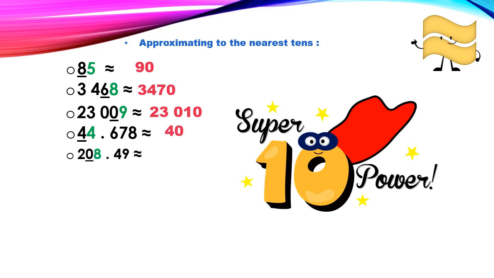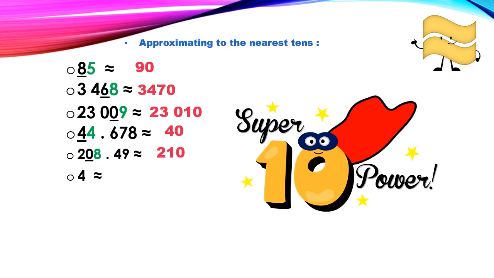Another, 208 and 49 hundredths. What can I do? Ignore the decimal point and all digits before it. What is the digit in the 10 place? Very good, 0. Underline 0 and look at the digit before it. What is the digit before it? 8. 8, rich or poor? Very good, it's rich. So I will add 1 to 0, it becomes 1, and replace 8 with 0. The answer will be 210.